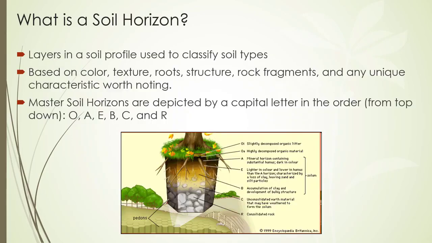So soil horizons are layers in a soil profile that are used to classify these soil types. These are based on color, texture, root structure, rock fragments, and anything else that's worth noting. The master soil horizons are depicted by a capital letter in the order from top to bottom: O, A, E, B, C, and R.